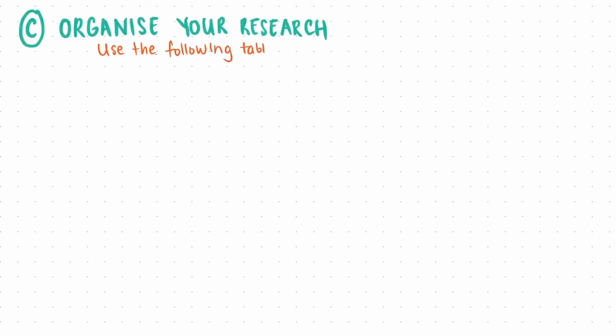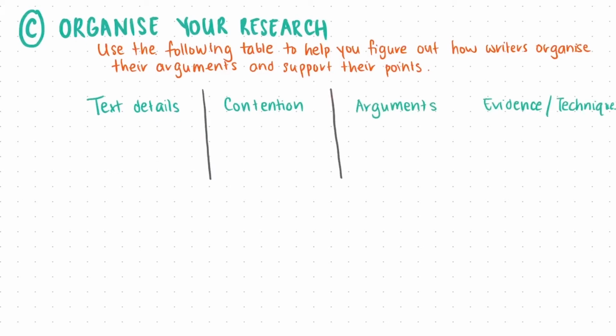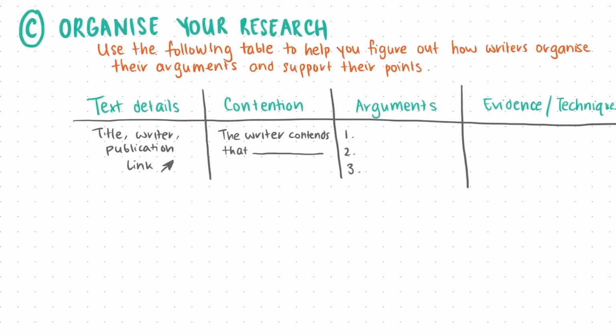While researching, it's important to organize your information in a clear and effective manner. Use the following table to help you figure out how writers organize their arguments and support their points. With this table, you need to include text details, the contention, the arguments, and evidence used. For example, text details could include the title, the writer, and the publication for when you want to acknowledge sources.